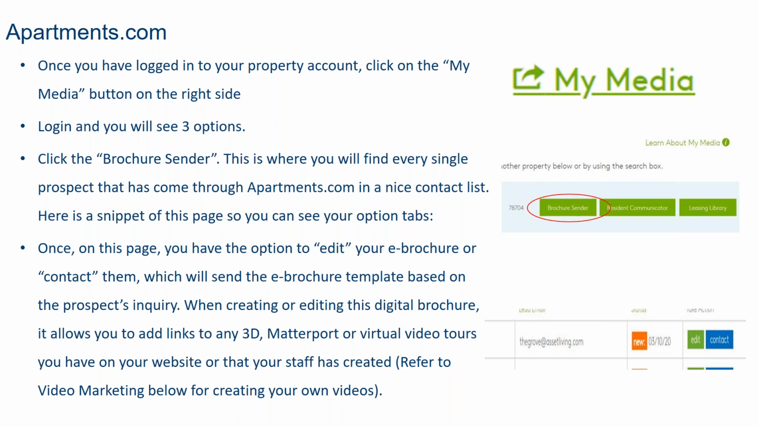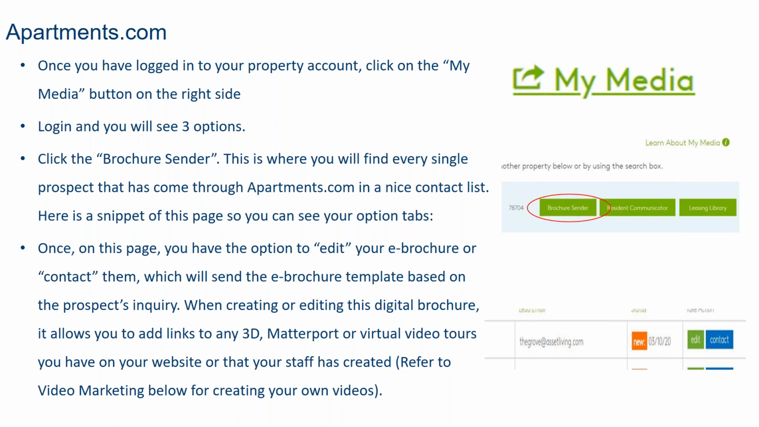Once you have logged into your apartments.com, there is a My Media button. It looks really big in this picture, but it's tinier on your screen. It's going to be on the right-hand side of your apartment listing in apartments.com. So it's My Media, and you'll log in. When you log in, you will see three options. You can see the three green tabs there: that's brochure sender, and then there's resident communicator and the leasing library. We're going to work with the brochure sender first.